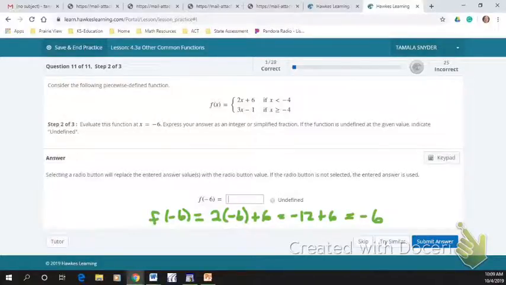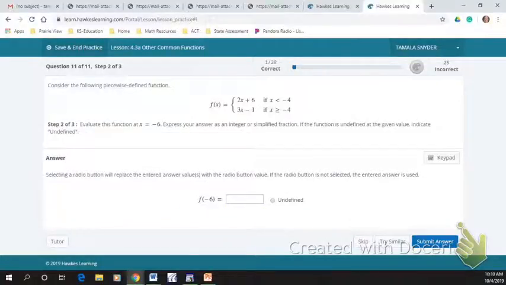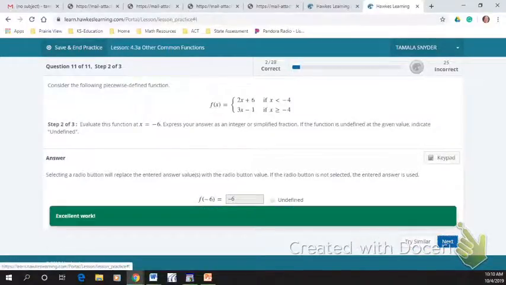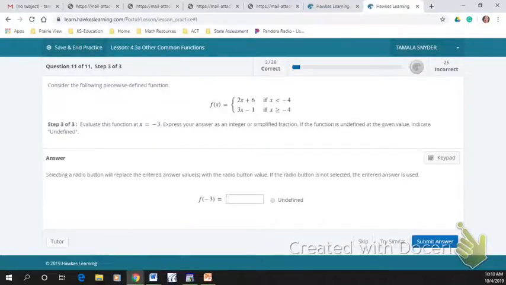Everybody okay with that? So I type in a negative 6. Yep. Hit enter. And now we're ready for step 3, which says find f of negative 3. So f of negative 3 would be plugged into which one? Is negative 3 less than negative 4 or greater than negative 4? Okay, remember your number line on the negative side works the opposite.